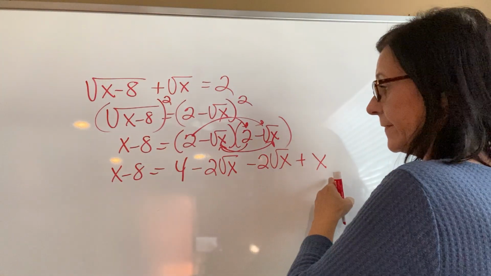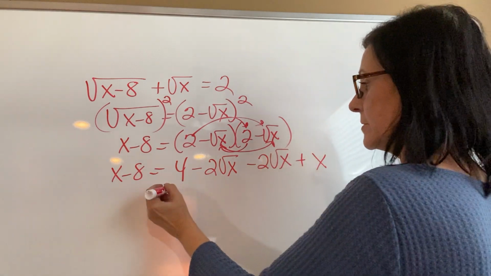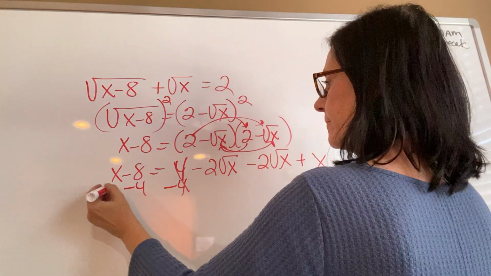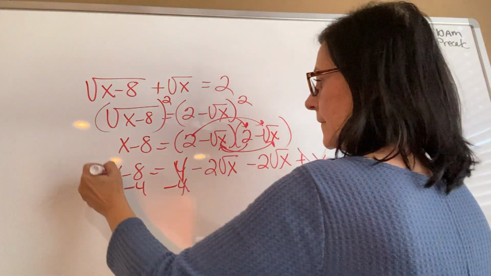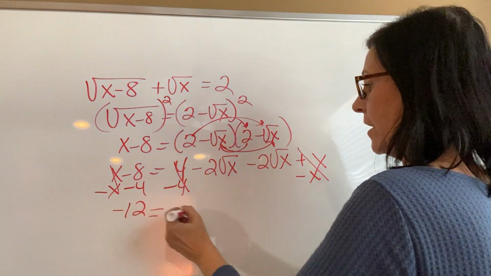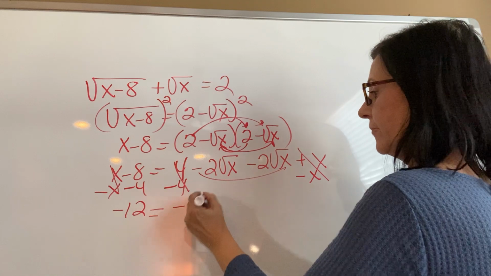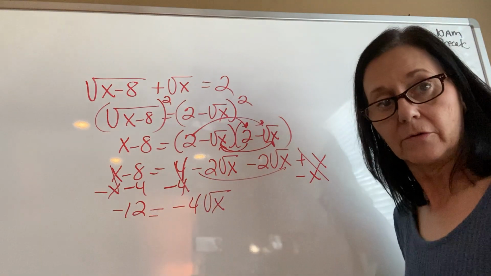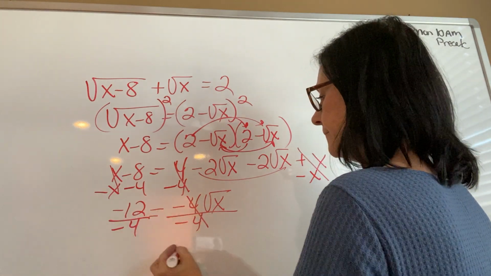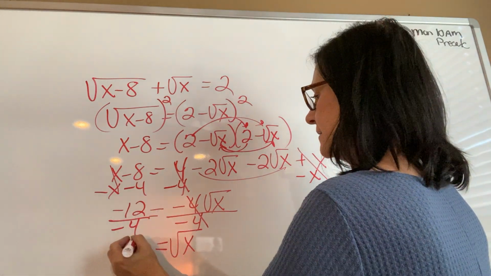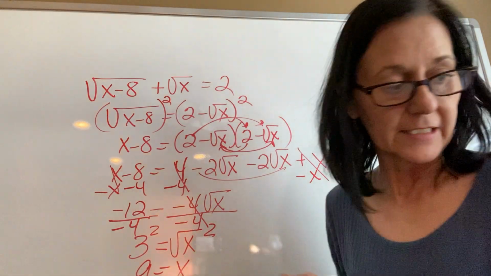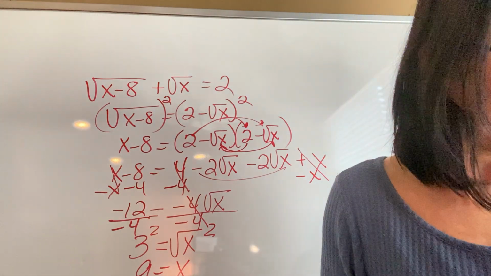All right, so I'm going to move the 4 and the x to the other side. Combine my like terms. I'll subtract 4. I'll subtract x. The x's on both sides cancel out. I'm left with negative 12 equals negative 4 square root of x. These are like radicals. I divide both sides by negative 4. We're left with the square root of x. The value is 3. I square both sides. The value of x is 9.